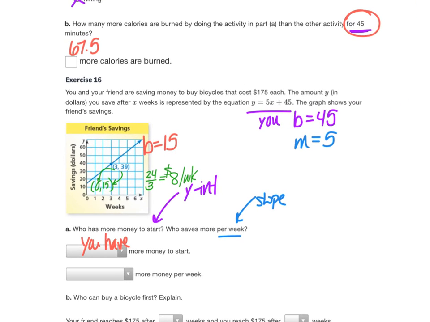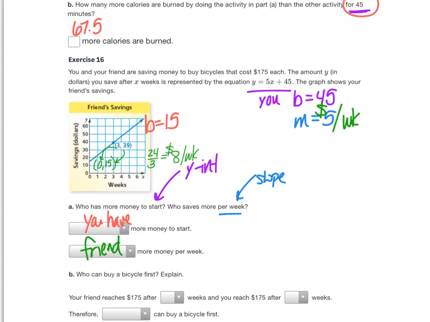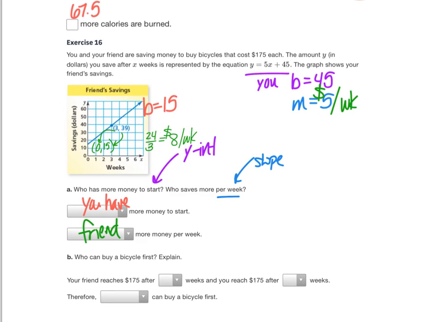So we are saving $5 per week. They are saving $8 per week. So our friend is saving more money per week. Part B says, who can buy the bicycle first? Explain. Your friend reaches $175 after blank weeks. You will reach $175 after blank weeks.